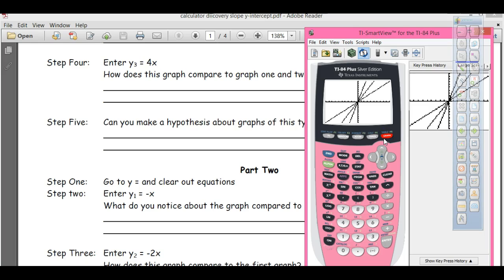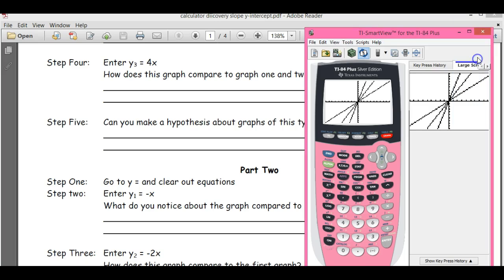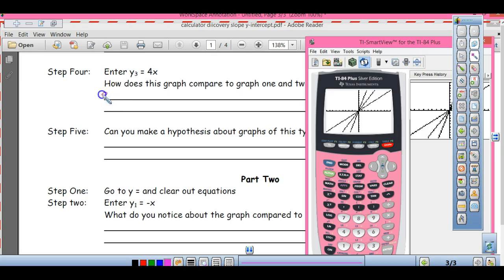And what can we say about this one? Even steeper, yep. So we can say even steeper, still positive, still goes through 0, 0.